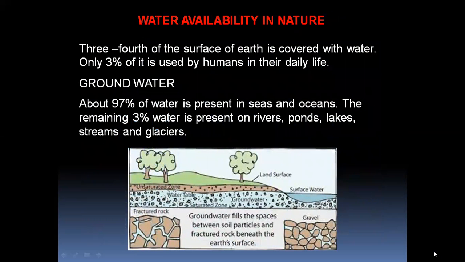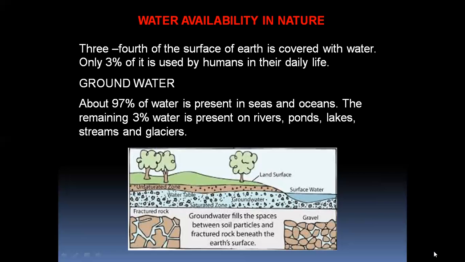In this video, let us discuss groundwater, water availability in nature, ways of drawing out groundwater, and water supply. First of all, let us discuss water availability in nature. Three-fourths of the surface of Earth is covered with water, and only 3% of it is used by humans in their daily life.